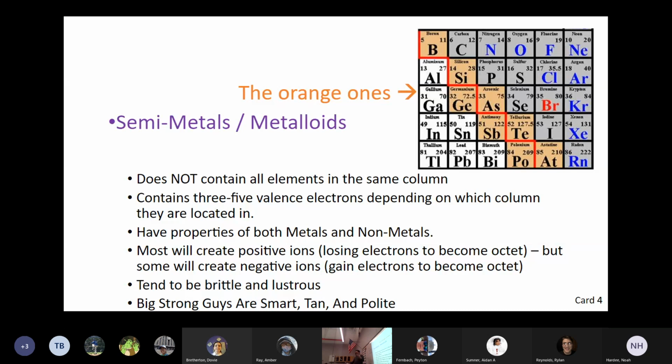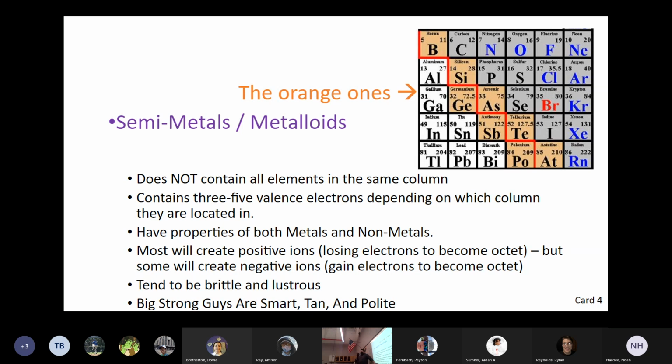So they have properties of both metals and non-metals. Most will create positive ions, some will create negative ions. Again, if it's negative, that means it has extra electrons. It gains electrons. If it's positive, it means it lost electrons, so it's more positive. These tend to be brittle. They tend to fall apart really easily. And they also tend to be lustrous, which means they have a shine to them.